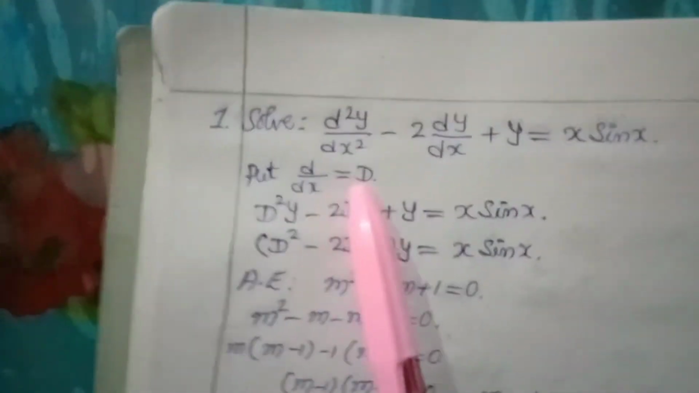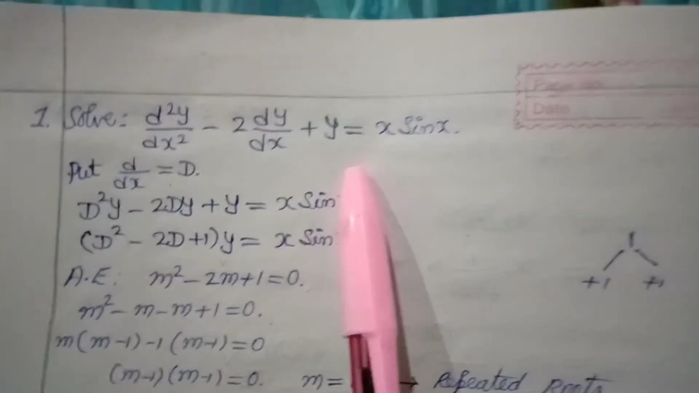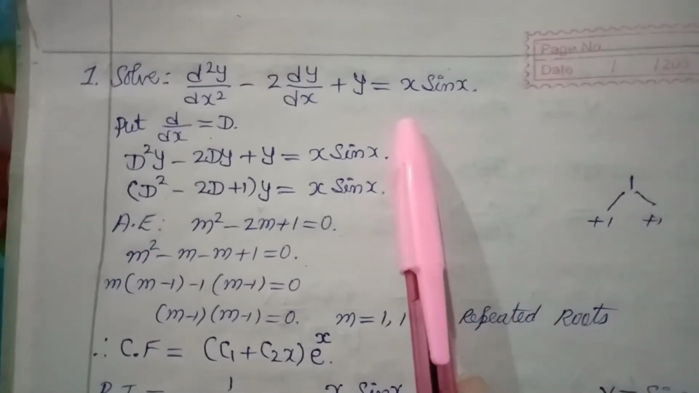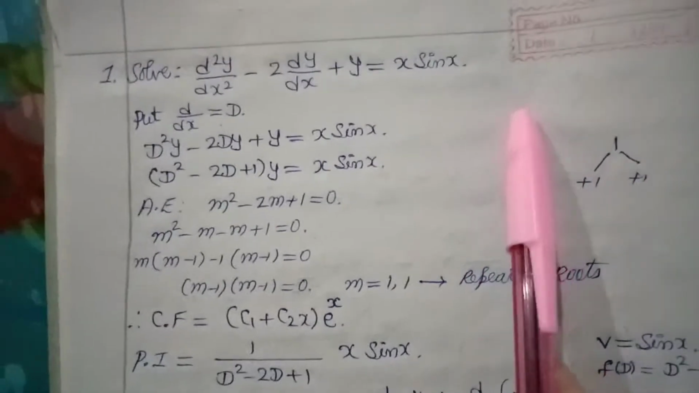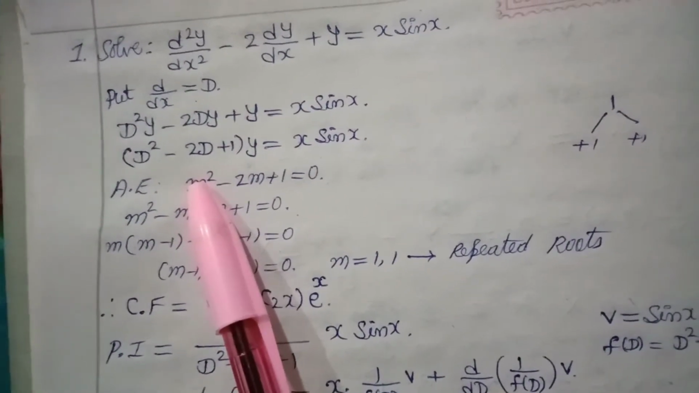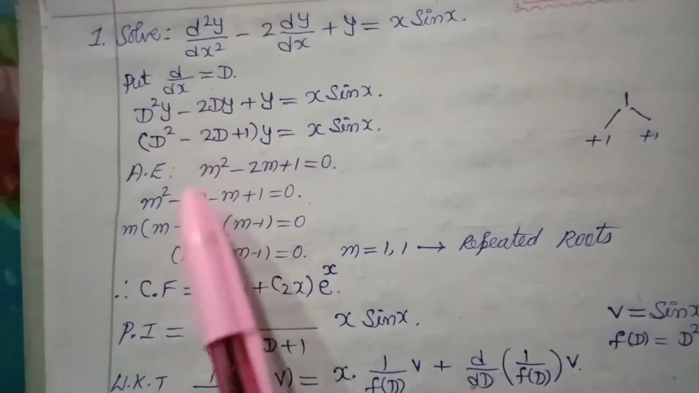The first question is solve d square y by dx square minus 2 dy by dx plus y is equal to x into sin x. Now your right hand side is of the form x into v, where v is sin x. Now first we have to find complementary function and then particular integral. Now let's find the complementary function.